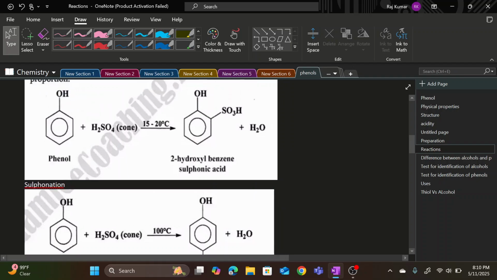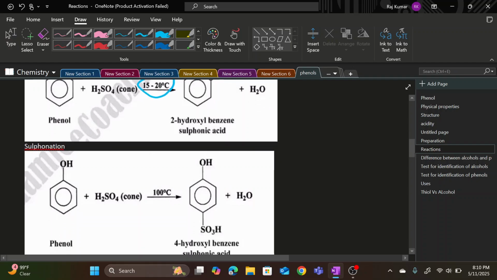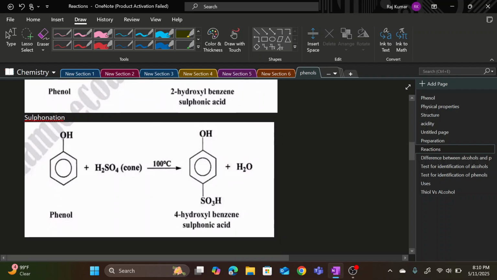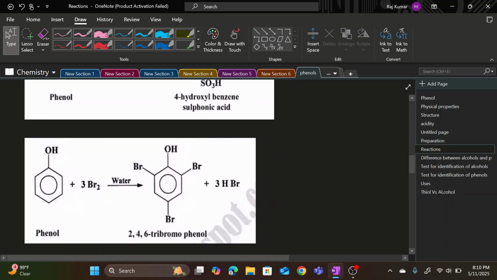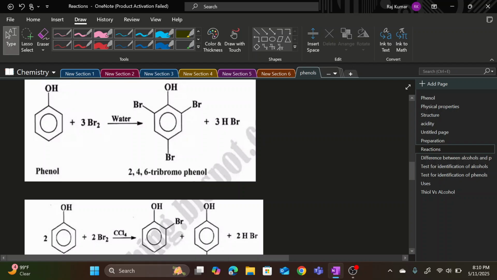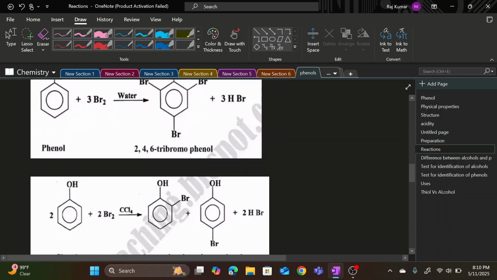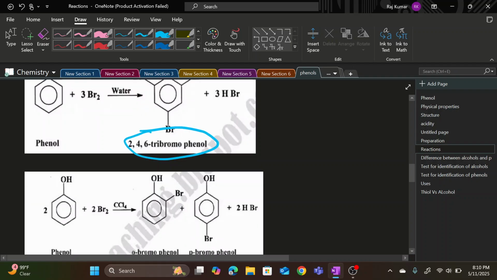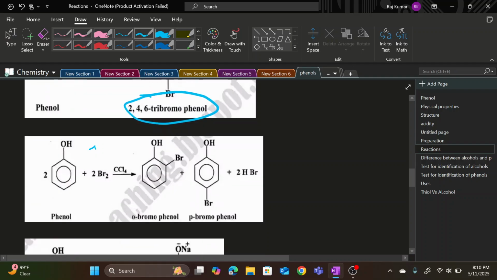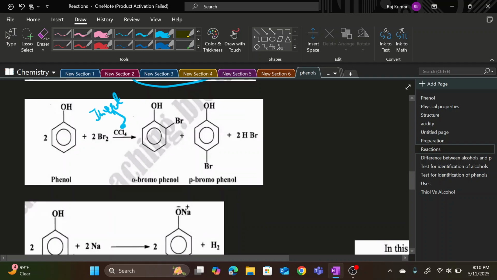If this reaction is carried out at 15 to 20 centigrade, at a low temperature, it produces ortho hydroxybenzene sulfonic acid. At a high temperature, it produces para hydroxybenzene sulfonic acid. And there is another reaction, which is known as bromination. When bromination is carried out in an aqueous solution, it produces tribromophenol. But if bromination is done in an inert solvent like carbon tetrachloride, it produces orthobromophenol and parabromophenol.